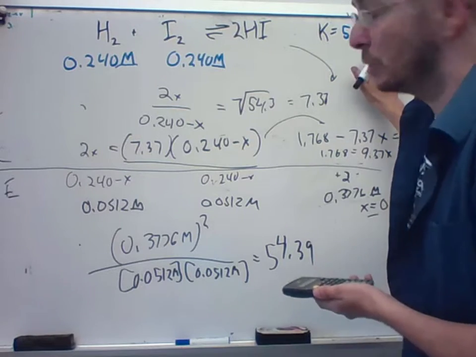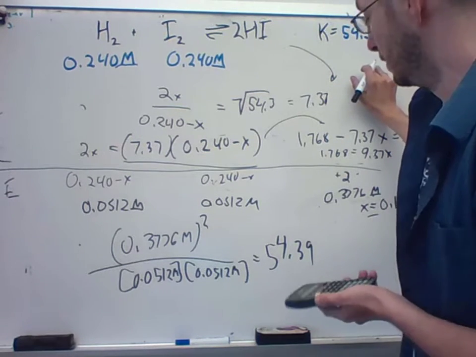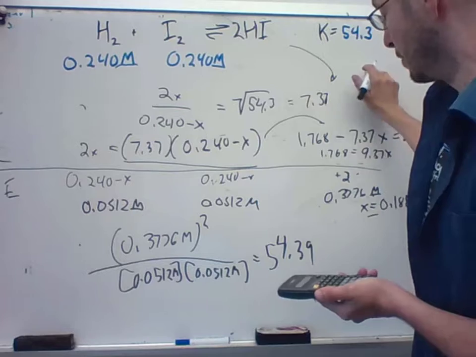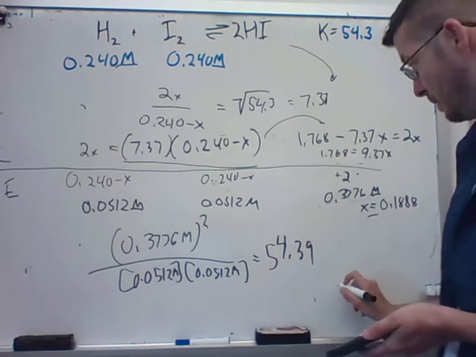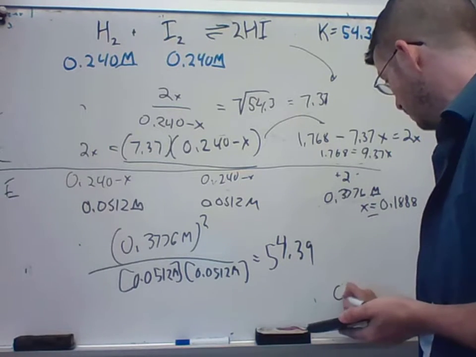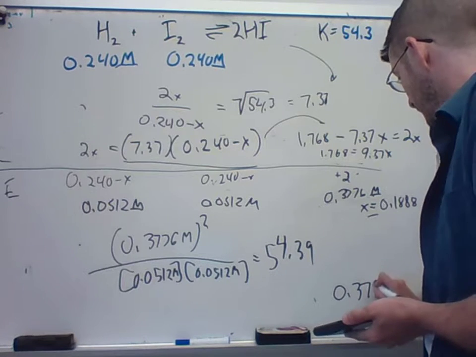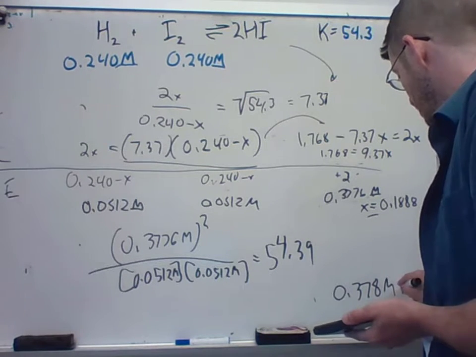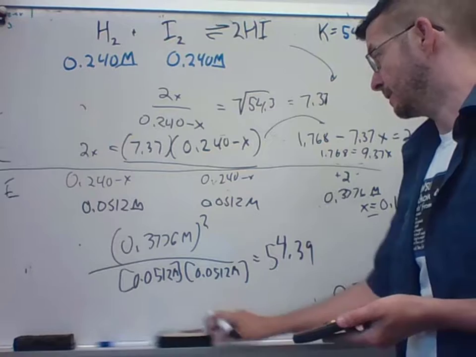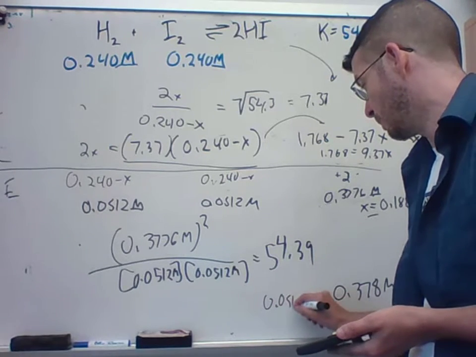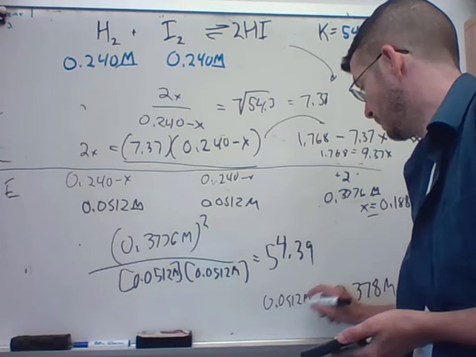Which is in good agreement with our answer. Right? So our correct answer, dropping our sig figs down to the 3 that we started with, 0.378 molar HI and 0.0512 molar I2 and H2.